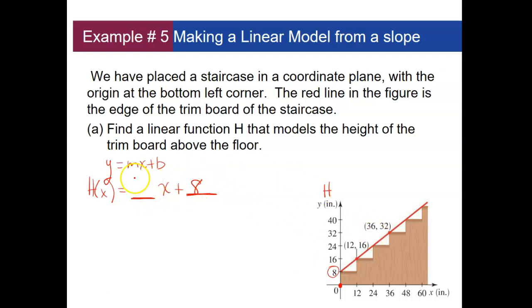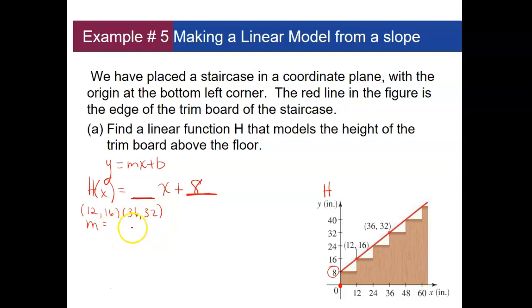We need to figure out the slope, and they don't really specify a rate of change, but they do give us 2 points to work with. So we're going to use those 2 points and find our slope. So our 2 points were (12, 16) and (36, 32). And you could have actually used this intercept as a third point if you wanted to choose any of the two. 2 of the 3 is all you really need.